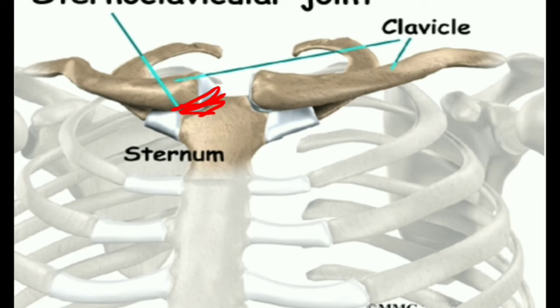This sternoclavicular ligament has two parts. One is the anterior sternoclavicular ligament, and behind this is the posterior sternoclavicular ligament. Now, what is the function of this ligament?